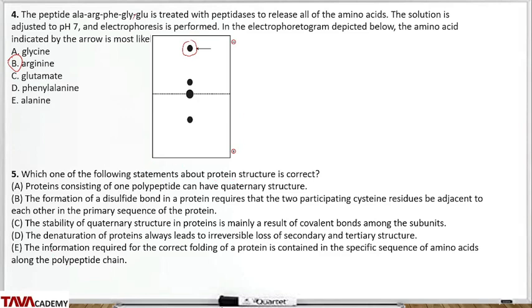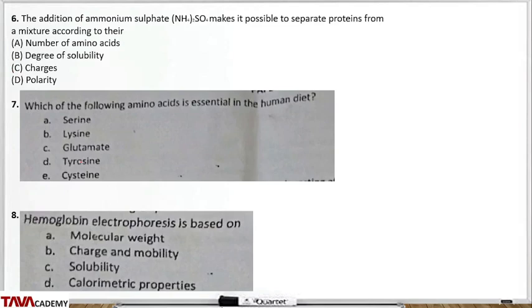The answer is, the information required for the correct folding of the protein is contained in the specific sequence of the amino acids along the polypeptide chain. Option E is the correct answer. Question 6 says, the addition of ammonium sulfate makes it possible to separate proteins from a mixture according to their degree of solubility. So that's what we call salting out.